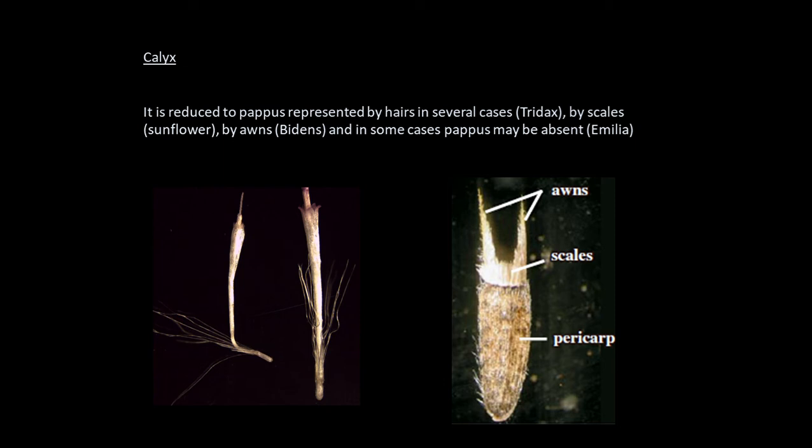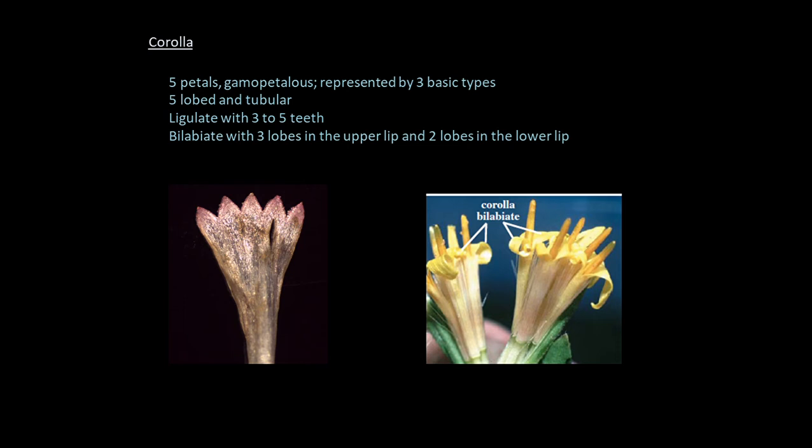Next is about its calyx characters. It is reduced to pappus represented by hairs in several cases. One example is Tridax. By scales, example is sunflower. By awns, example is Bidens. And in some cases, pappus may be absent as in Emilia. Next is about its corolla characters. Five petals, gamopetalous. It is represented by three basic types. First is five-lobed and tubular. Second one is ligulate with 3 to 5 teeth.